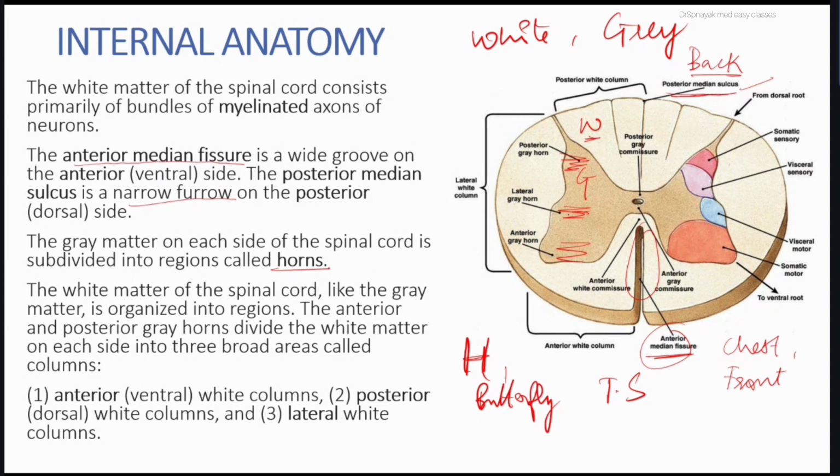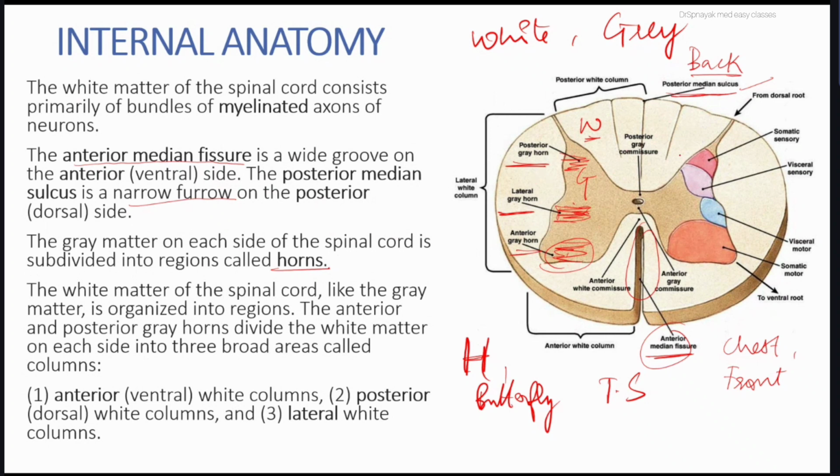They are subdivided into regions, and these regions are known as horns. In the gray matter horns, we have three types: the posterior gray horn, the lateral gray horn, and the anterior gray horn. When we view from the frontal or the chest side, the first gray horn that is seen is the anterior one, the middle one is the lateral, and from the back, we can see the posterior gray horn.